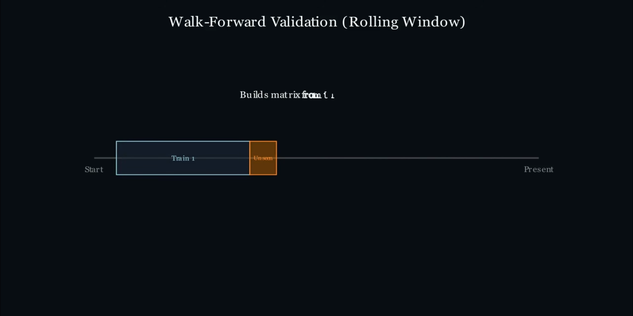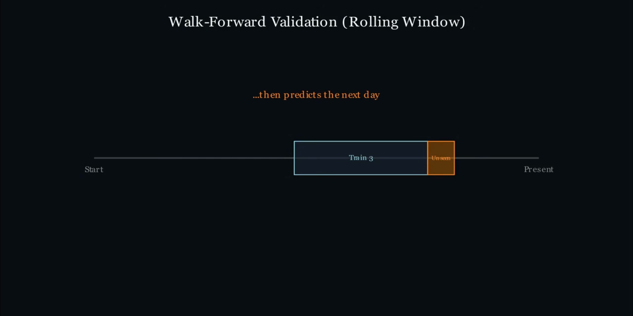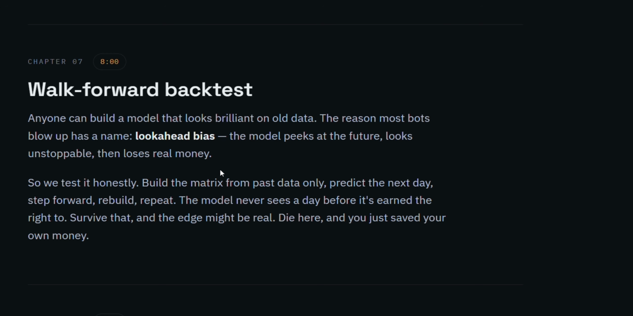Now, anyone can build a model that looks like a genius on old data. The reason most trading bots blow up has a name: look-ahead bias. The model accidentally peeks at the future, looks unstoppable, and then loses real money. So we test it the honest way. Walk forward. Build the matrix using only data up to a given day. Predict the next day. Step forward. Rebuild. Predict. Step forward. The model is never allowed to see a day before it's earned the right to. If the edge survives that, it might actually be real. If it dies here, you just saved your own money finding out.